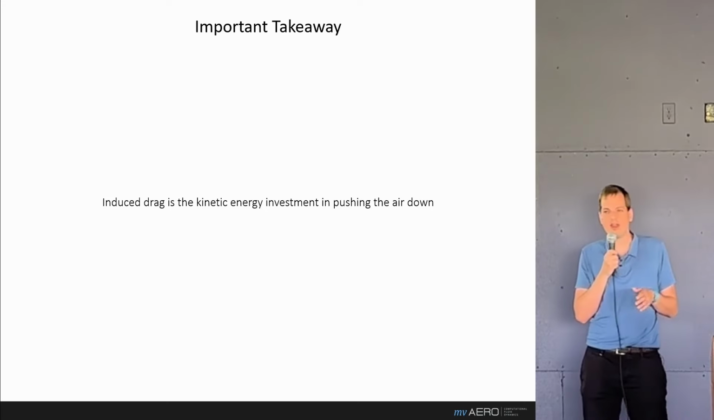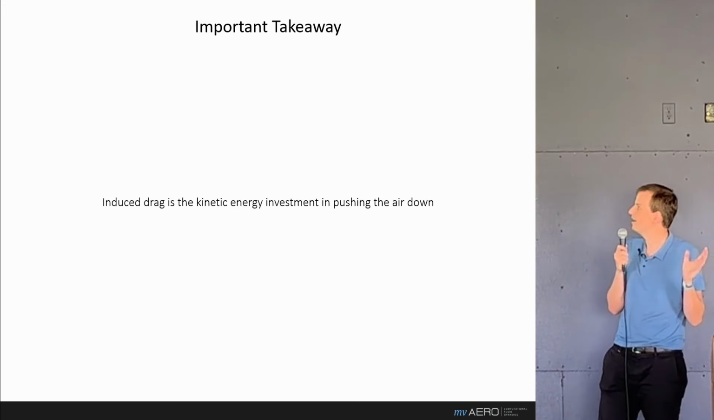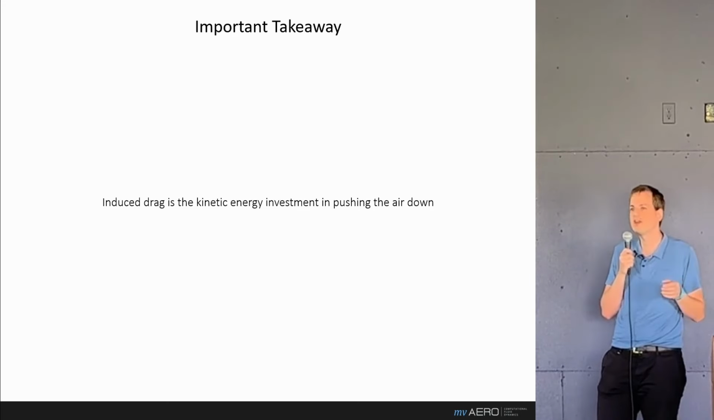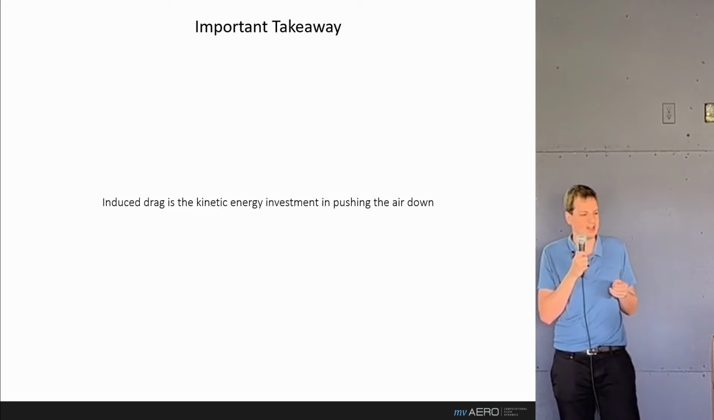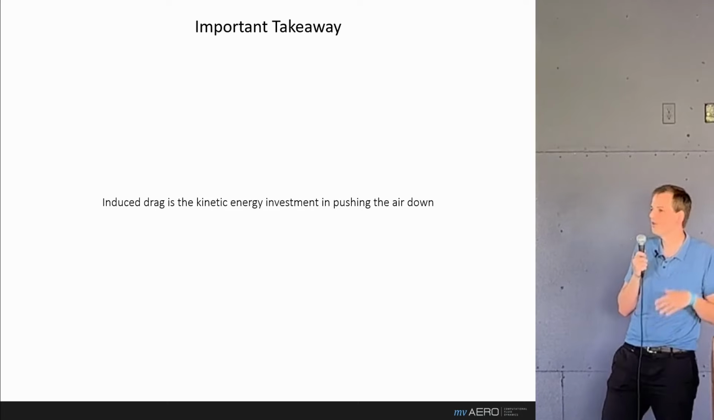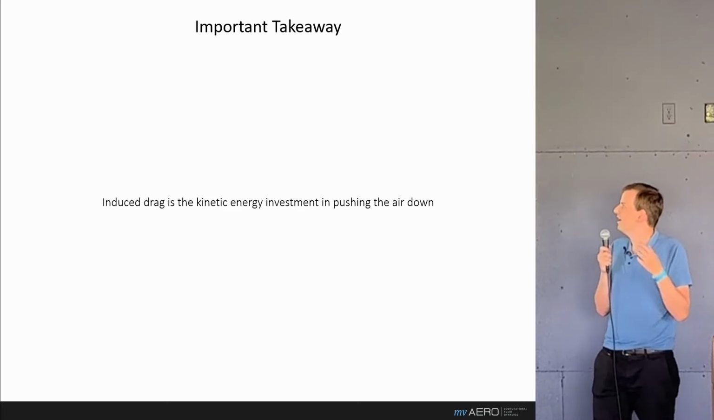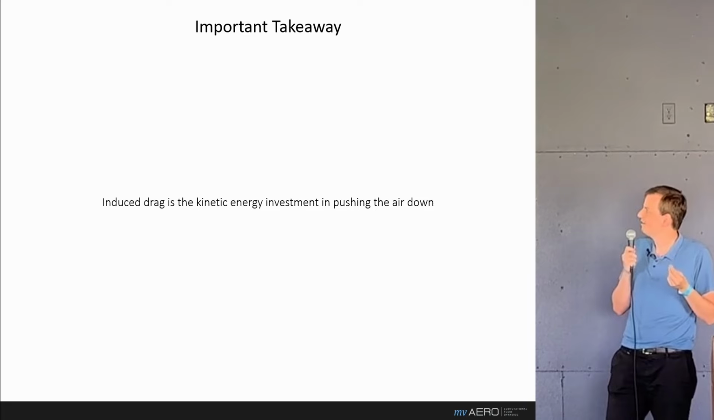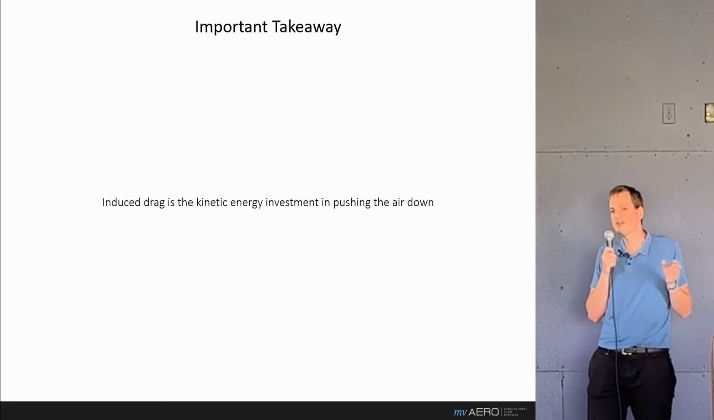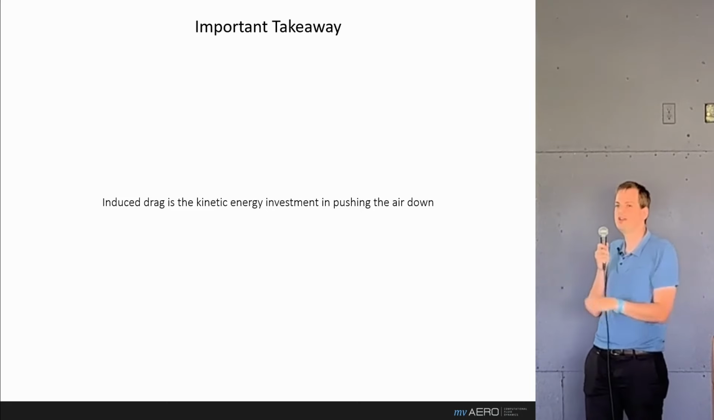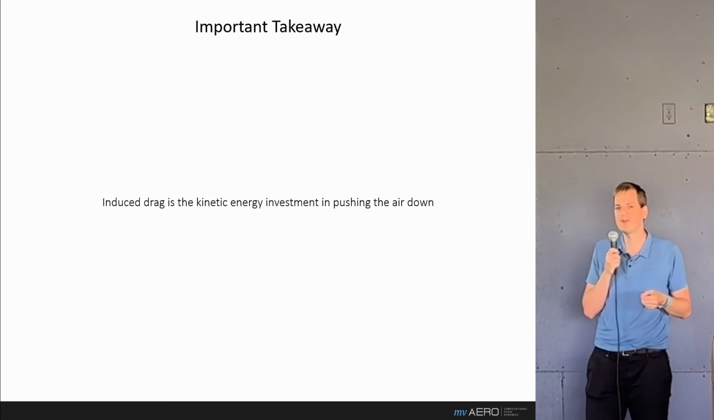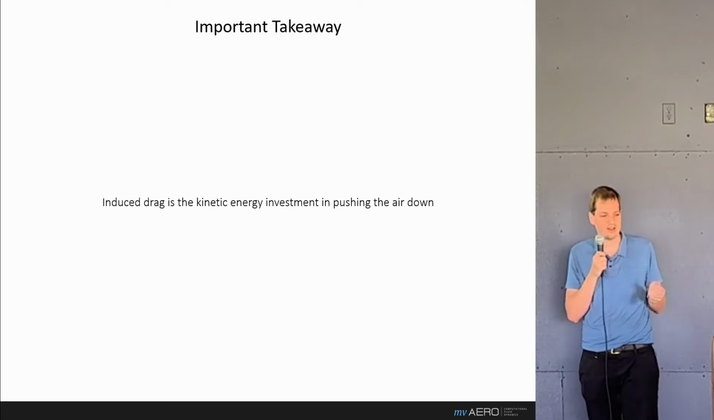Now, if you take one thing away from the presentation so far, I think it should be that induced drag is simply the kinetic energy investment that we need to give the air in order to generate lift, in order to push it down. And I think if you truly grasp that, if you take this as a fundament for your thinking, then you don't really need to rely on the equations. Rather, you can take a piece of paper and a pen, and you can come up with the equations for induced drag pretty easily yourself. It's not that difficult.